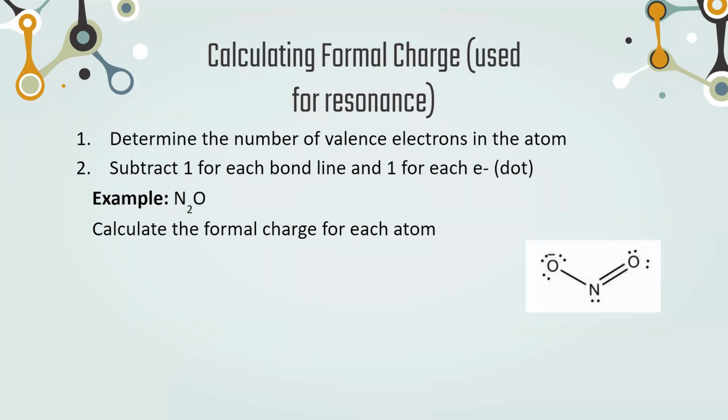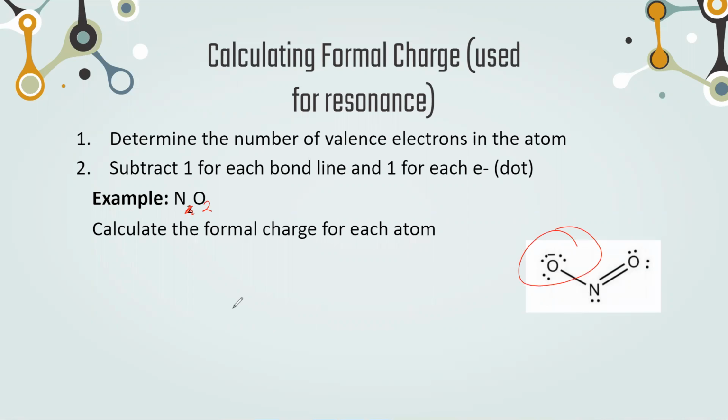Okay, last but not least, we are going to calculate some formal charges here. I apologize that this example does not match the picture, but it's actually not N2O, but NO2 that we're going to do as our example. When we calculate formal charge, we have to determine the number of valence electrons in our atom and subtract 1 for each bond line, and then 1 for each dot.